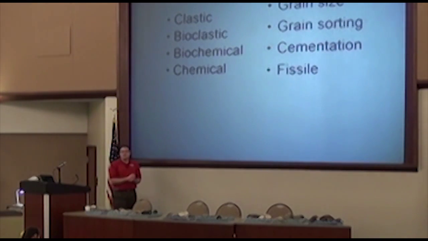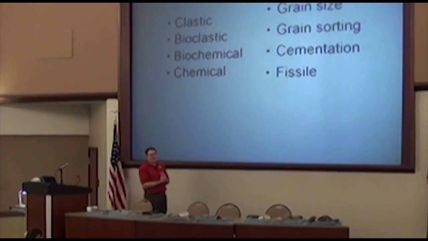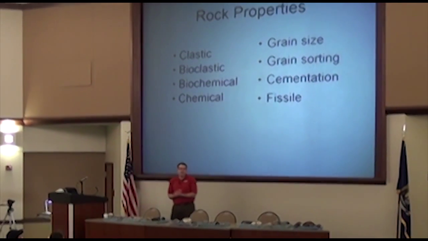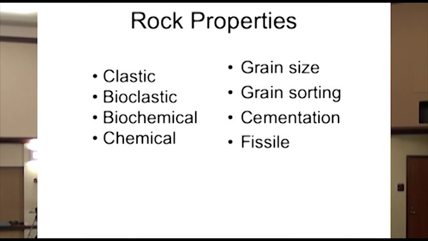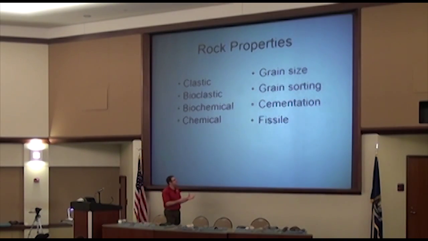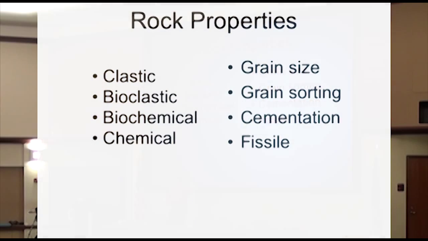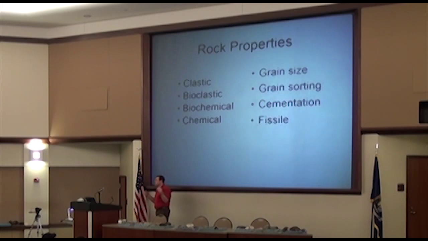So we're going to talk about some different properties of sedimentary rocks. Just like last week with the igneous rocks, we talked about phaneritic and vesicles and all those other cool terms. We're going to talk about some different terms that we use for sedimentary rocks. We're going to talk about what they're made out of. Okay, so that's the clastic, bioclastic, biochemical, and chemical. Then we're going to talk about what they look like and how they're put together. So the grain size, whether the grains are sorted or not, how they were stuck together, the cementation, and whether they're fissile or not, how they break.